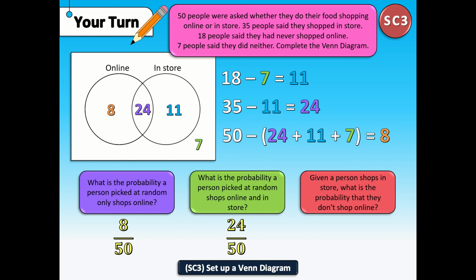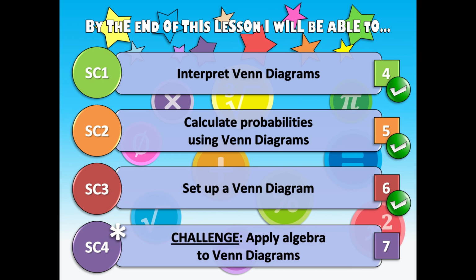The red question says, given a person shops in store, so this is going to be out of 35, what is the probability that they don't shop online? So that's 11 out of 35. And now we've completed success criteria 3. So now we're going to move on to number 4, and this is to apply algebra to Venn diagrams.